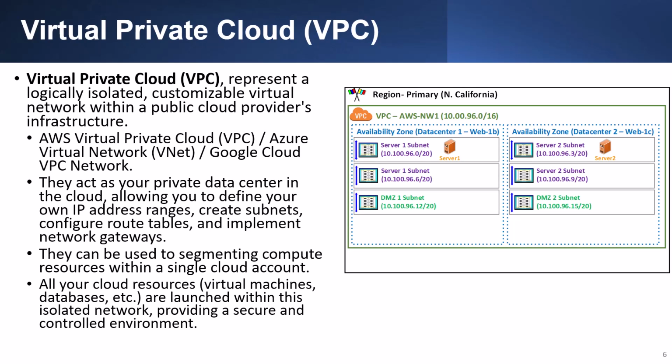A Virtual Private Cloud, or VPC, represents a logical, isolated, customizable virtual network within a public cloud provider's infrastructure. AWS uses Virtual Private Cloud, or VPC, Azure uses Virtual Network, or VNet, and Google Cloud uses VPC Network. They act as your private data center in the cloud, allowing you to define your IP address ranges, create subnets, configure route tables, and implement network gateways. They can be used for segmenting compute resources within a single cloud account. All your cloud resources, virtual machines, and databases are launched within the isolated network, providing a secure and controlled environment.